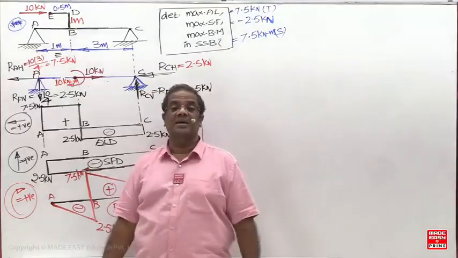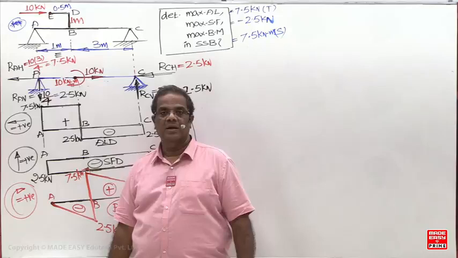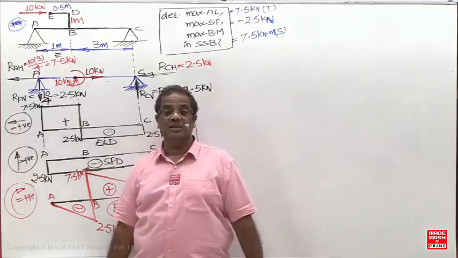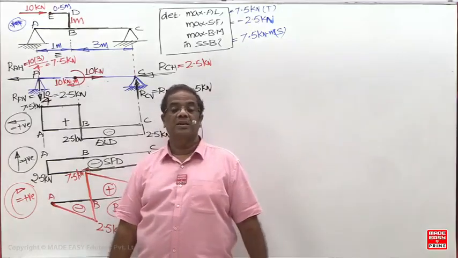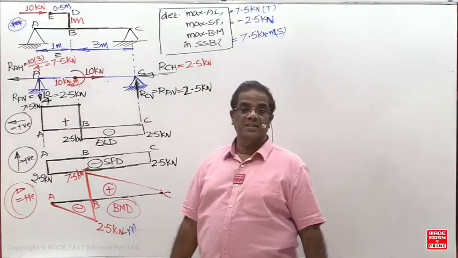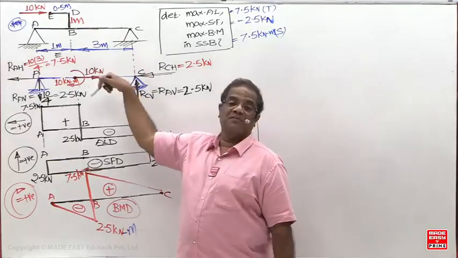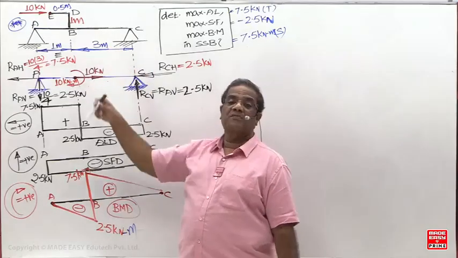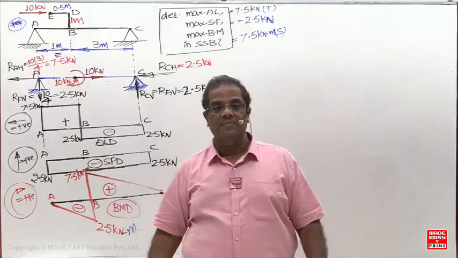asked for the entire structure at different cross sections of the structure. Then what do you have to do now? In that case, you have to draw the free body diagram for all the members now.